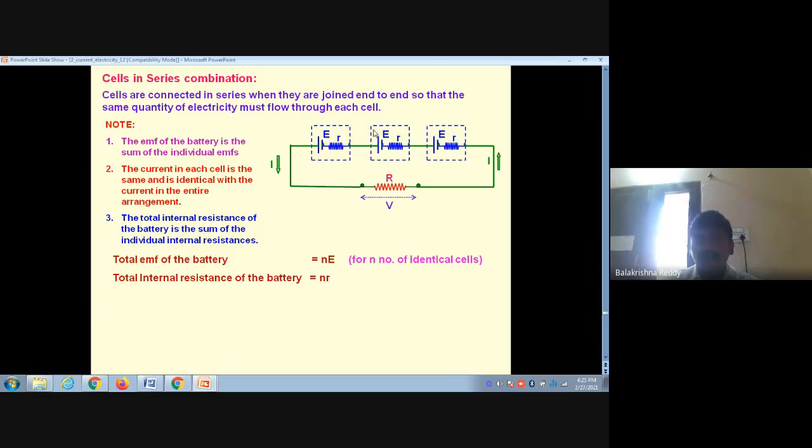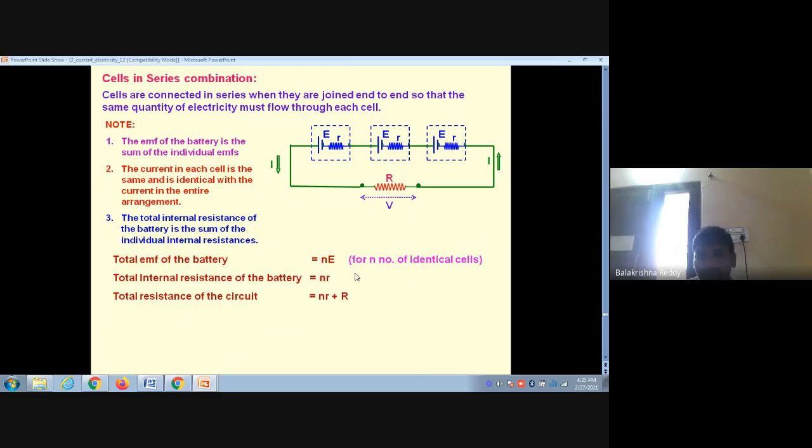Means all are having the same potential: 3 volts, 3 volts, 3 volts. Like that only, so I can write n into E. Otherwise I have to write E1, E2 separately. The internal resistance is also the same amount, n into r.